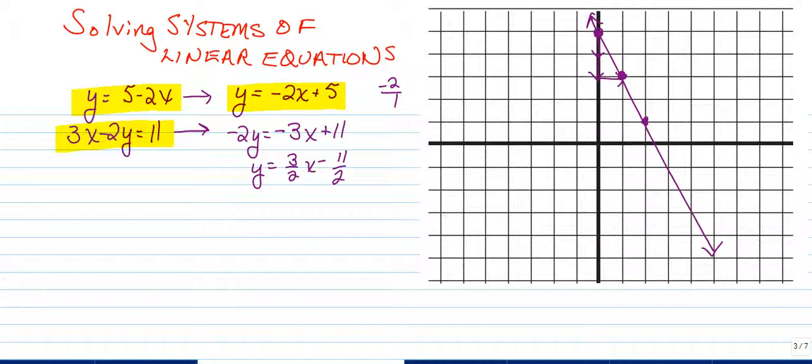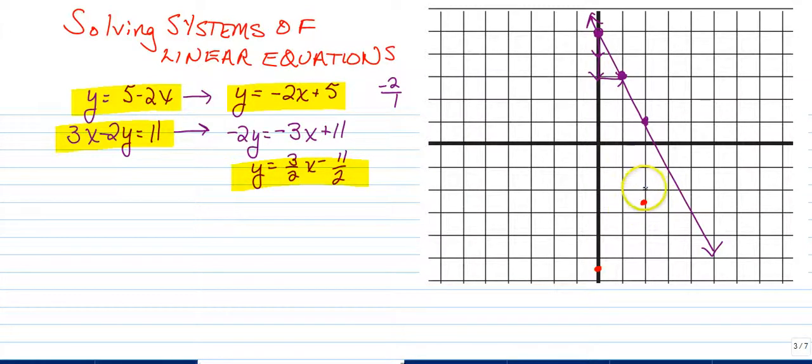Second equation, it's all ready to go, except I'm going to switch colors here so we can tell the difference between the two lines. Okay, this one is y equals 3 halves x minus 11 halves. So the intercept is negative 11 halves, which is negative 5 and a half. So I go down 1, 2, 3, 4, 5 and a half on the y-axis. Put a red dot. And then the slope is 3 halves. So I'm going to rise 3 units, 1, 2, 3, and run 2.